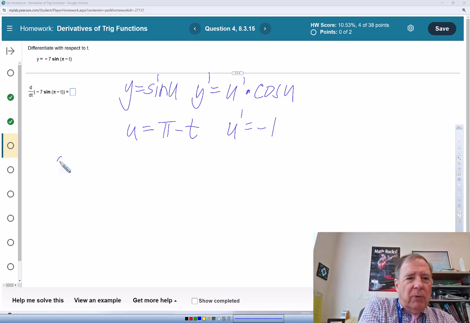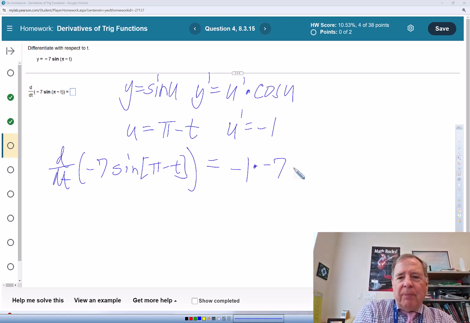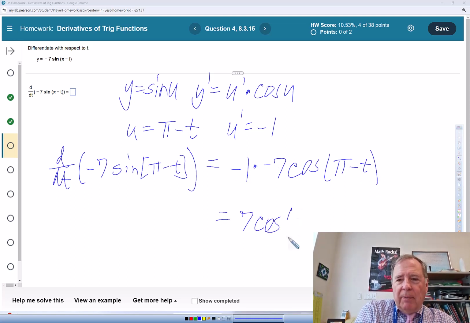So we're going to do d/dt. -7 is just a constant multiple of sine(pi minus t). So we're going to put a -1 times -7 times cosine of u, which is pi minus t. Negative times negative is a positive, so 7 cosine(pi minus t), looks ugly, t.